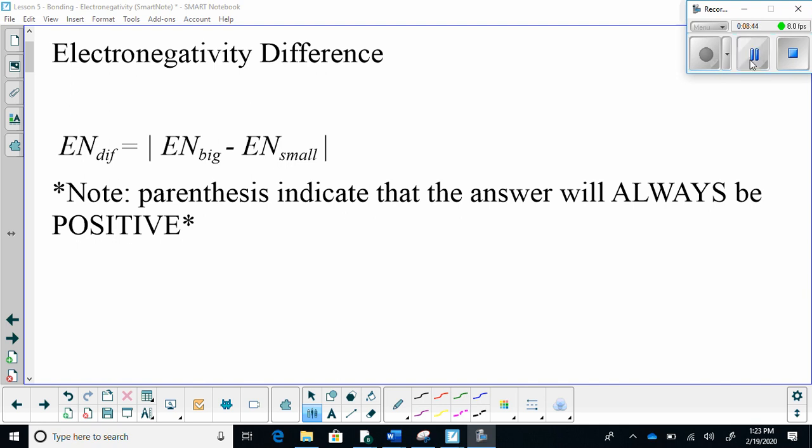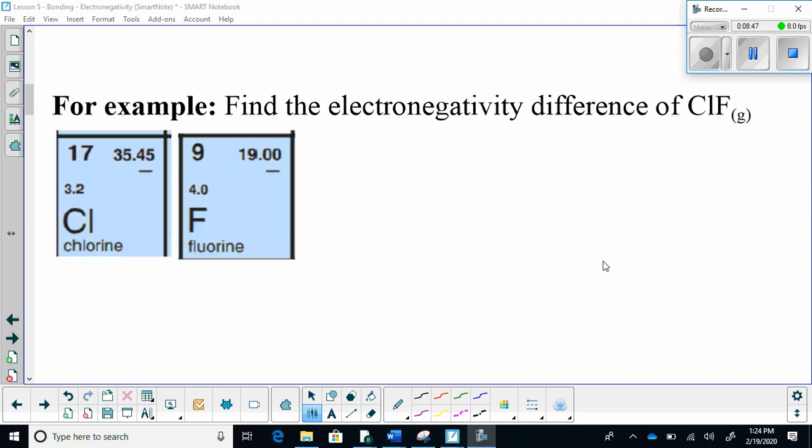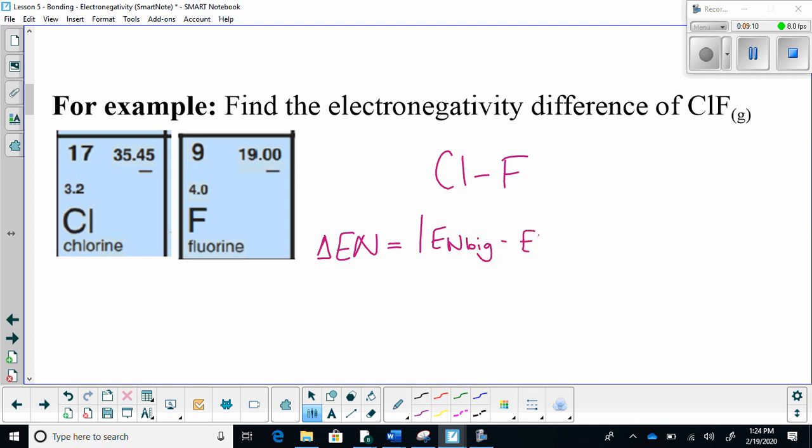Okay, so let's say we have this compound, chlorine bonded to fluorine, and we want to calculate the electronegativity difference. So the electronegativity difference, the triangle, is another way of saying difference, is equal to, in parentheses, electronegativity of big minus the electronegativity of small. Okay, so we plug those numbers in.